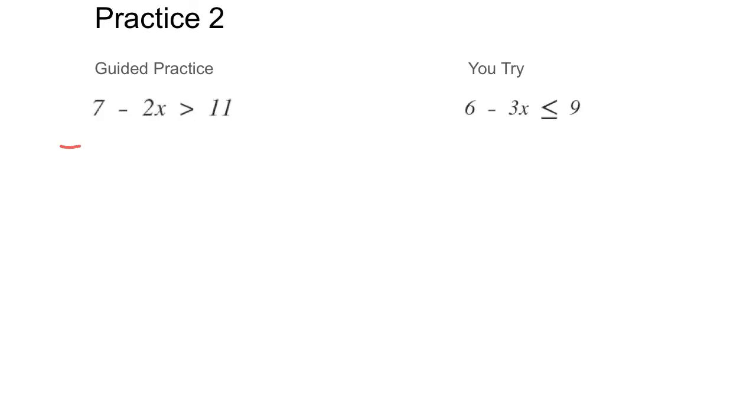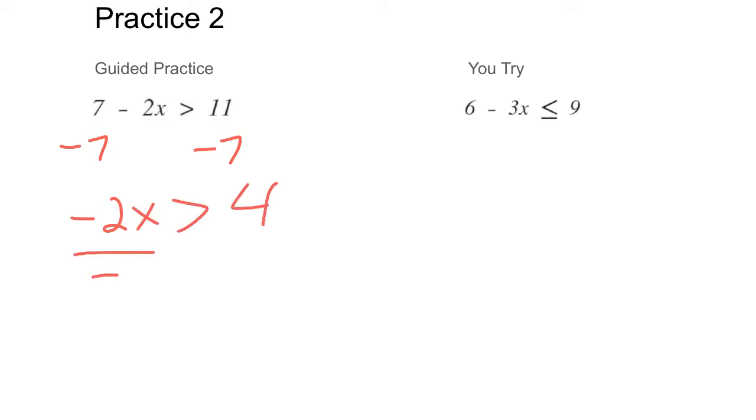So I'm going to take away 7 from both sides. Now, some people say, well, but you're subtracting 7. No. I have 7, and then I'm taking away 2x. So to get rid of the 7, I have to subtract. That leaves me with negative 2x is greater than 4.